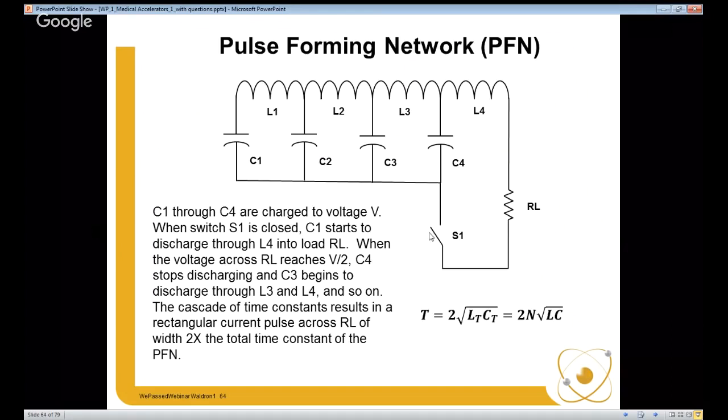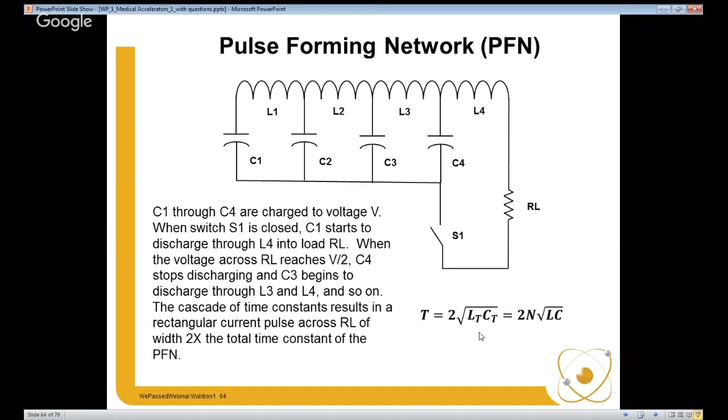And then when we close switch S1, C4 discharges through L4, then C3 discharges through L3 and L4, then C2 discharges. And the reason it happens sequentially is because until the voltage across this one drops, this one does not see any change in voltage, because inductors tend to resist current flow. So until this one has really begun to discharge, this one does not start. So in effect, we get a sequential discharge effect.